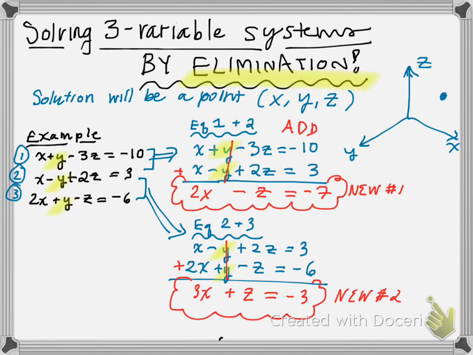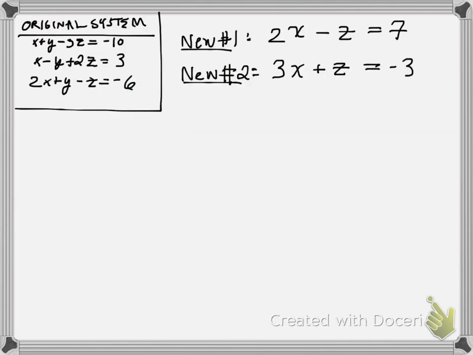Now that I have these two new equations and they both are only in two variables, this is going to turn into another elimination problem which I can actually solve and get numerical answers for x and z. On this next slide, what I've done is I've just rewritten the original equation.